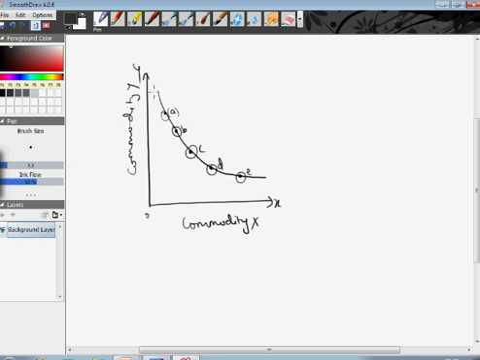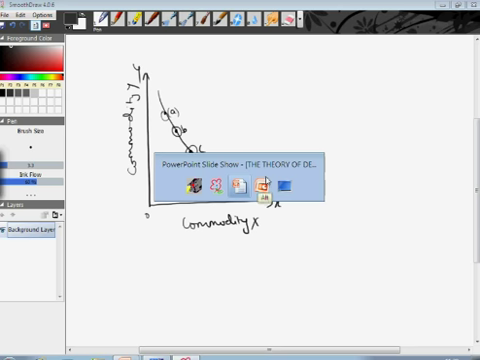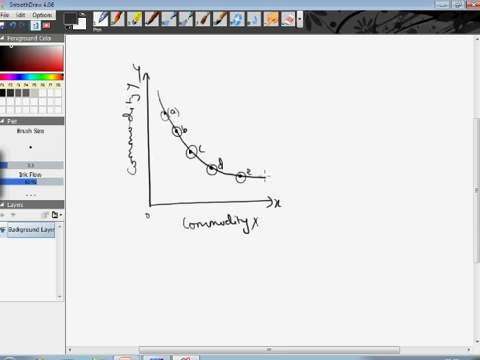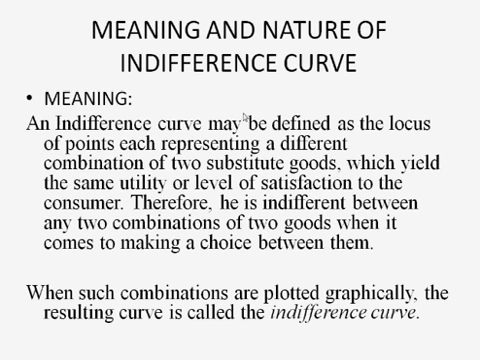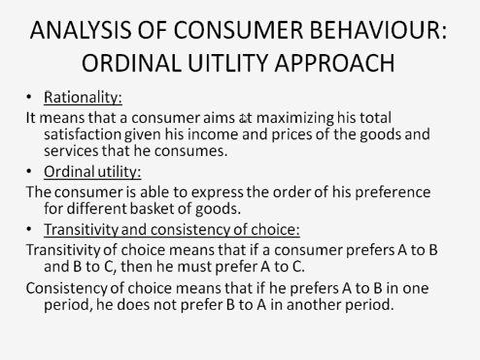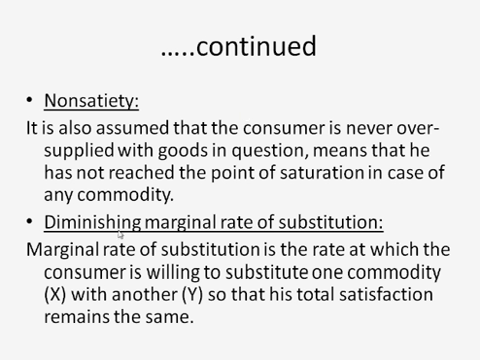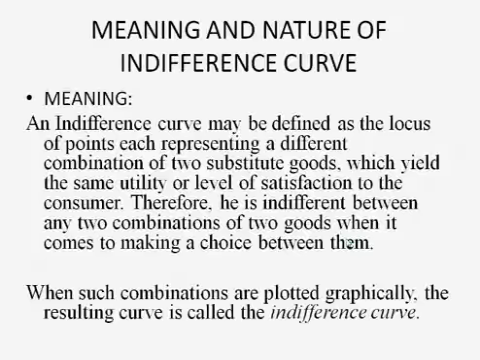Now we can see here that the indifference curve is negatively sloping towards its right. Let us find out the reason why. Why does the indifference curve slope negatively towards its right? Earlier we have studied an assumption related to indifference curve analysis, that is diminishing marginal rate of substitution. Now let us understand this assumption in detail.